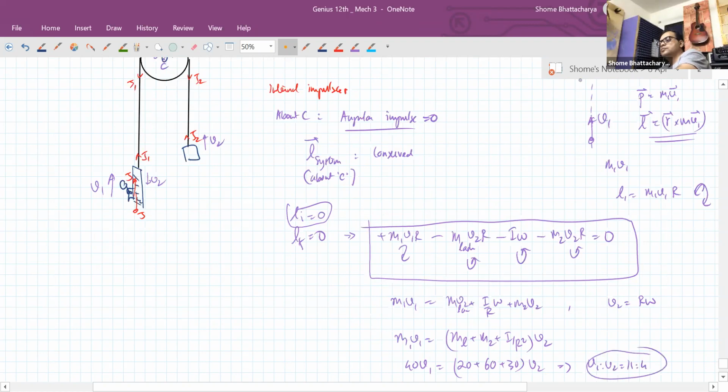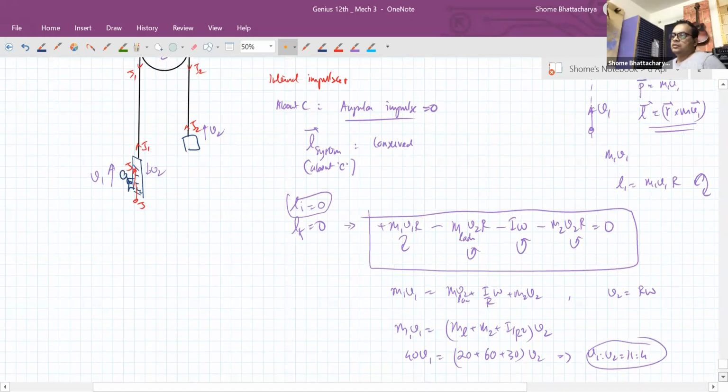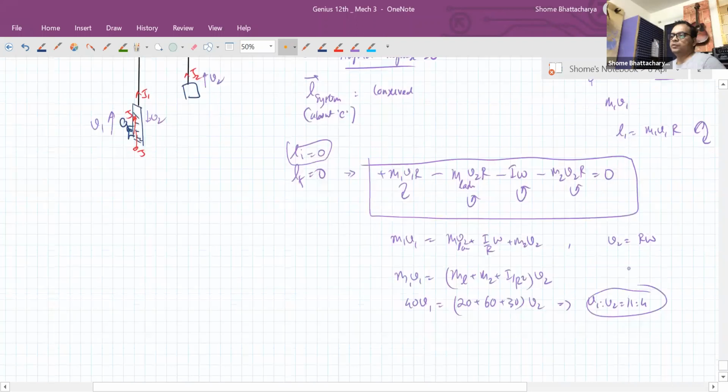And then use the relative motion concept. Understood? Okay. So this is one of the unusual applications of conservation of angular momentum, which we'll see.